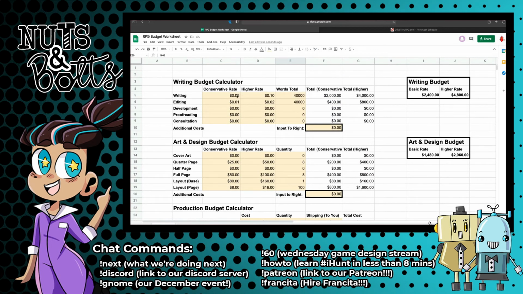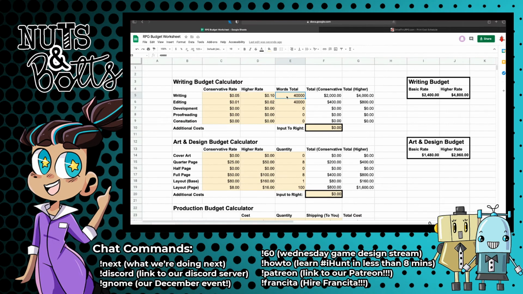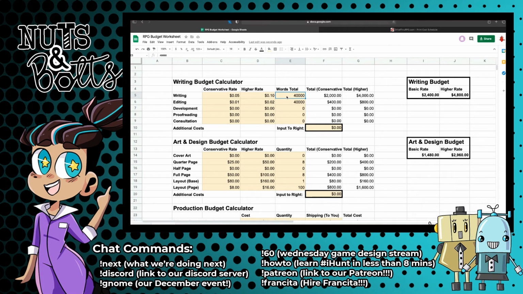Okay, so conservative rate, higher rate, conservative rate, higher rate. These are actually going to be the same in this case. No, I am not consulting you on this one. You know who you are. This book is going to be about 200,000 words. Okay, so this is a big book. This is a massive one.